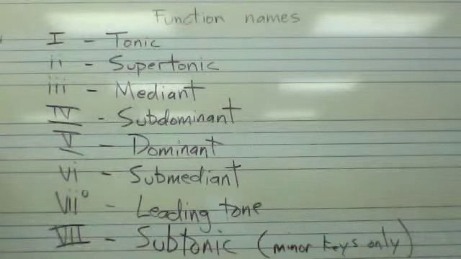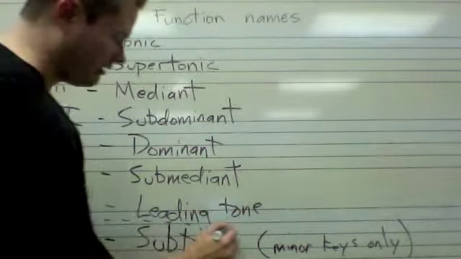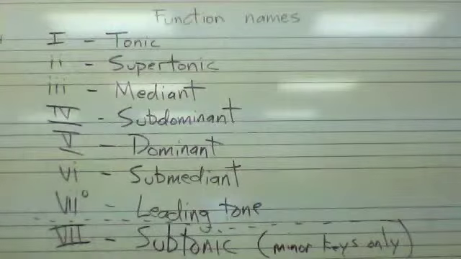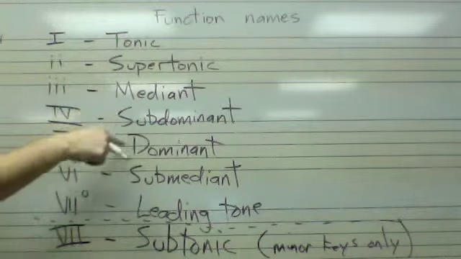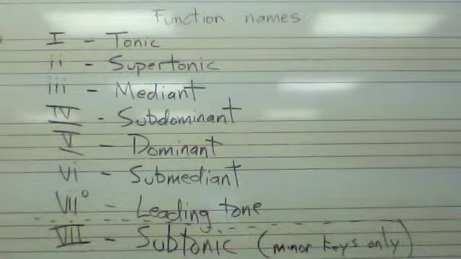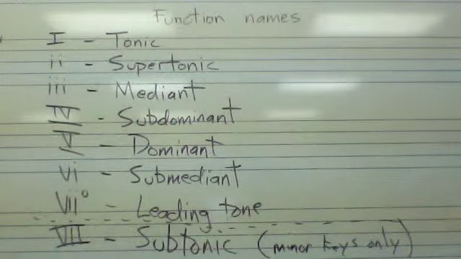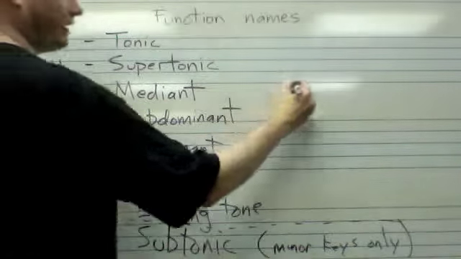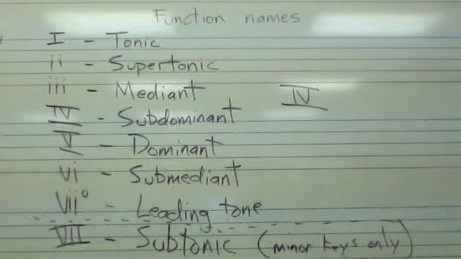So there's these two. But the terms that you need to become familiar with as soon as possible are these seven: tonic, supertonic, mediant, subdominant, dominant, submediant, and leading tone. This is how we will refer to functions in this class. And I want you to avoid calling chords by their numbers. Like if you see this chord, that's not a 4 chord. That's a subdominant chord.